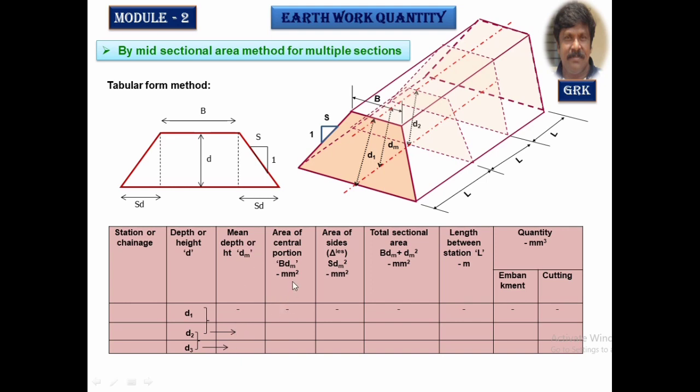Then this portion, you know it very well. BD is the formula for the central portion, the rectangular portion. It is BDM, this depth you are going to multiply. The sides are SDM². Get the total area, and multiply by the distance between the sections. Sometimes we designate it as L, sometimes we designate it as capital D. There's no problem in designation. Use the formula, multiply for each area, and enter it either in cutting or filling. We'll come to know whether it is cutting or filling from the given problem. We'll try to understand those things while solving the problems.